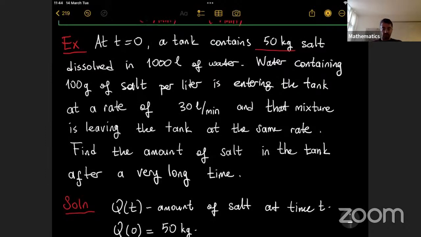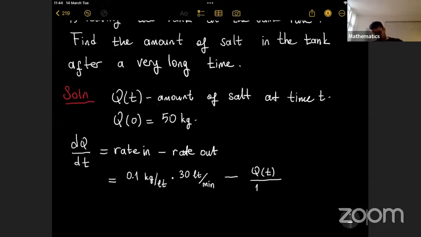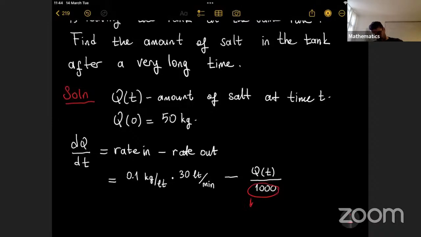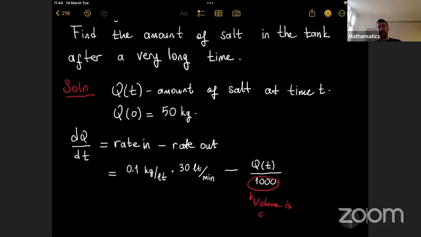So it flows in and flows out at the same rate, so volume doesn't change. And we have 100 liters of water, so it's always 100, okay? The volume is constant. It's not always constant, it depends on the problem. If the rates of flow in and flow out are different, then the volume may change. Here it's constant, okay?